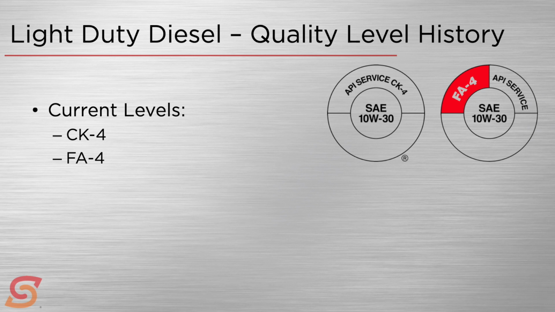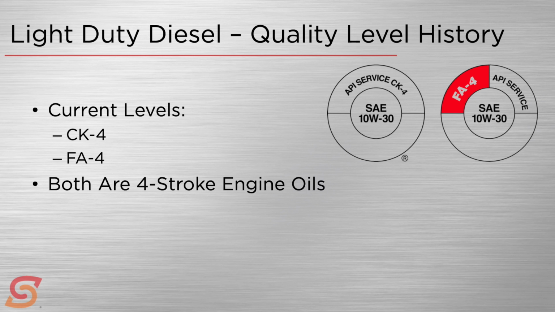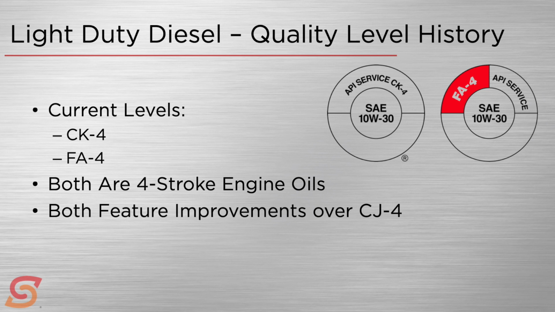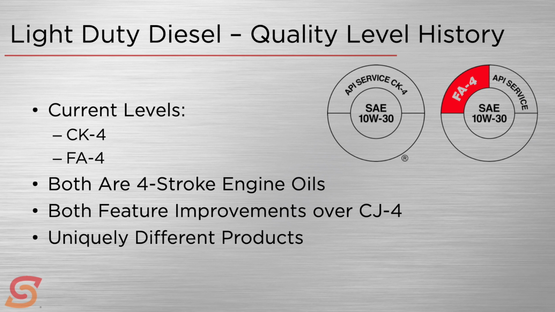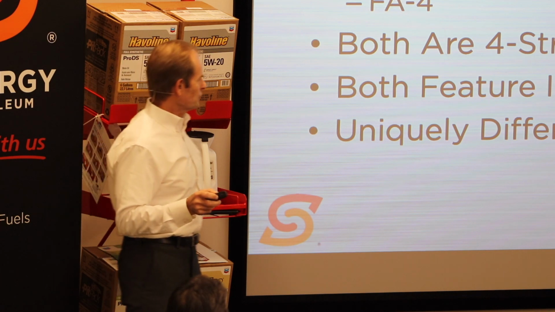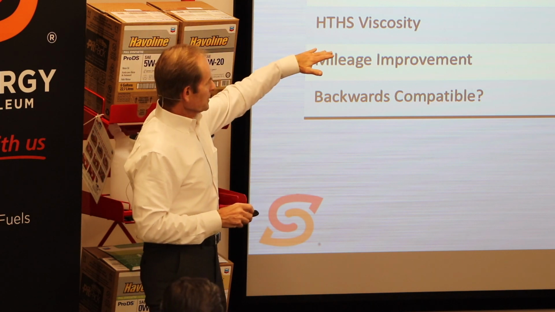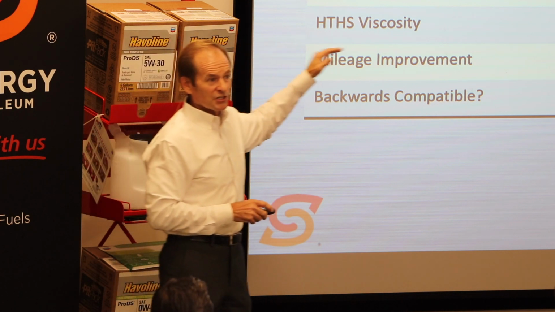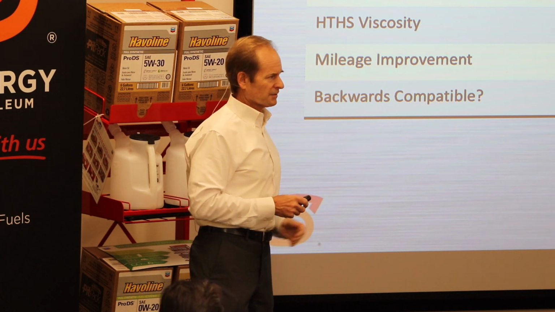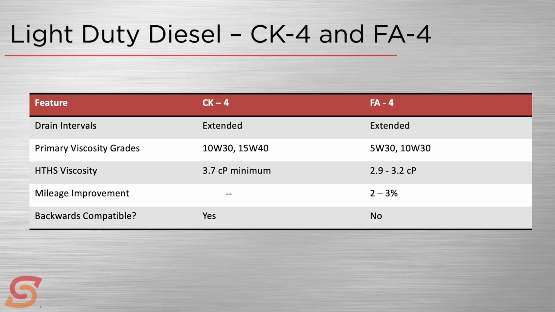CK4 is a continuation of, I think I may have that on the next slide. Here we go. I'll just summarize these. Okay, both are 4-stroke engine oils. Both of them have improvements over CJ4, right? They're continuing that march of improvements. But the two are uniquely different products. Okay, nobody takes their CK4 oil and just slaps a different label on it. You can't do that. And here's why. Here's kind of a comparison. Both of them were designed, again, I said better than CJ4, and one of the targets the OEMs had on that was extending drain intervals. So both of them are real good at extending drain intervals even further.